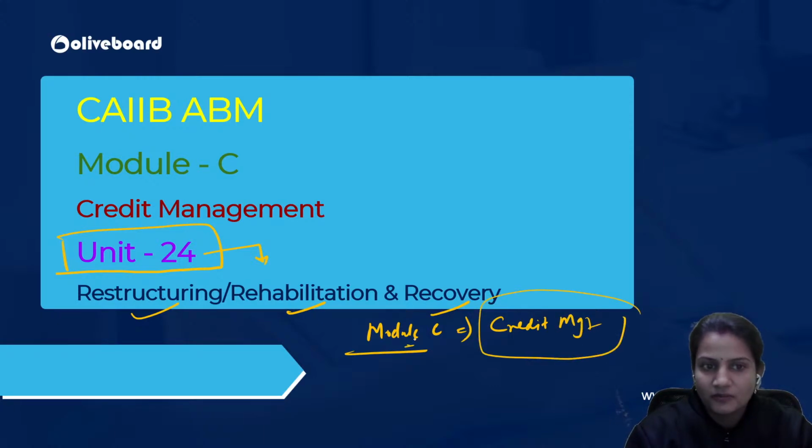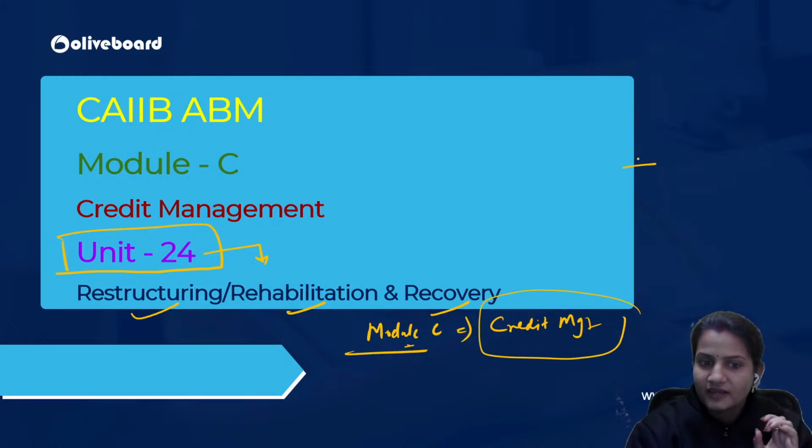And in this particular module C, all the units which we have covered, we have seen the overview of credit management, how credit risk can be minimized, how we can manage the risk, how credit control is done, how credit monitoring is done, and how, once the loan appraisal is done, the loan will be disbursed to the borrower. So we have already covered each and every unit.